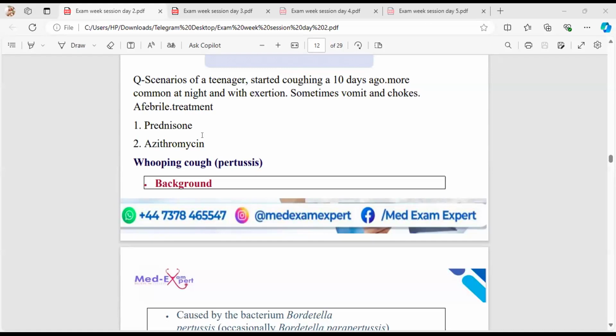So this will be our last question for today's session, doctors. The scenario of the teenager who started coughing. Yes, doctor.